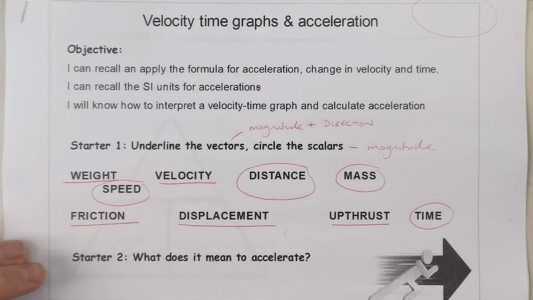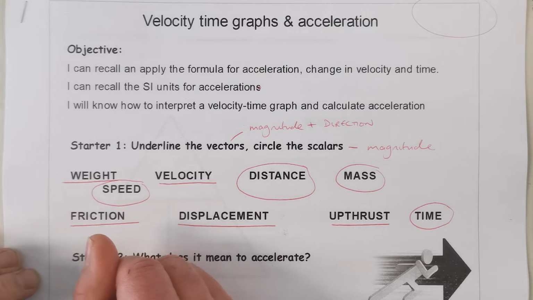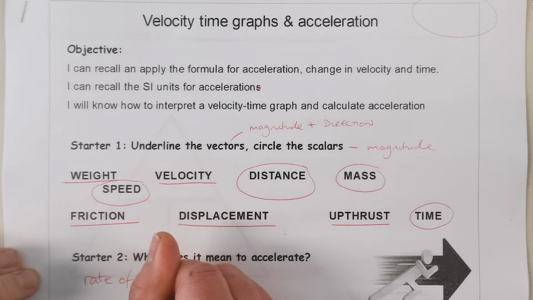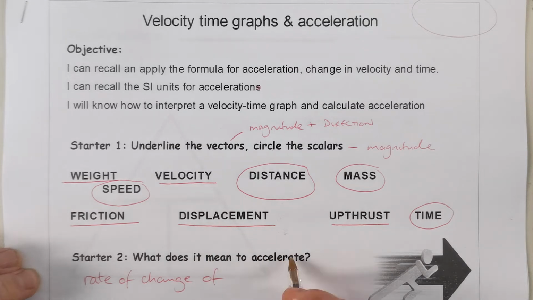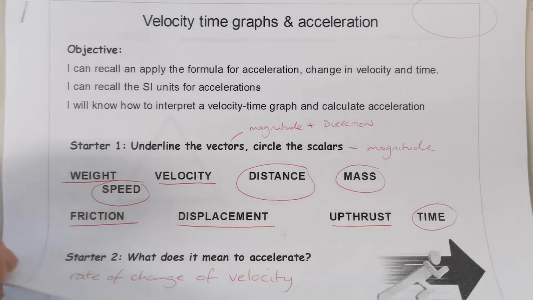Starter 2, what does it mean to accelerate? Well, to accelerate, if you didn't know it before, accelerate is what we're going to cover in the lesson. To accelerate means the measure of how much you're getting faster. So it's your rate of change of, not actual speed, because it's a vector, it's your rate of change of velocity. That's actually what your acceleration is. It's rate of change of velocity.